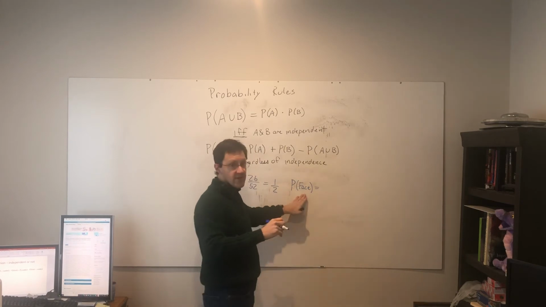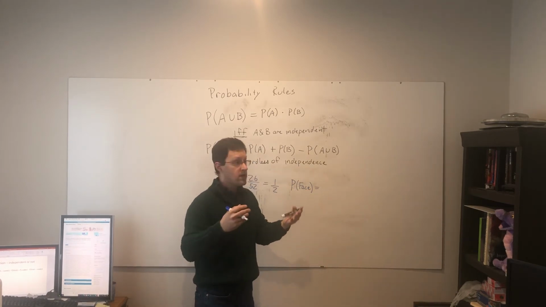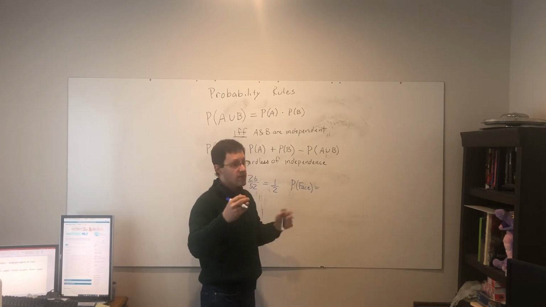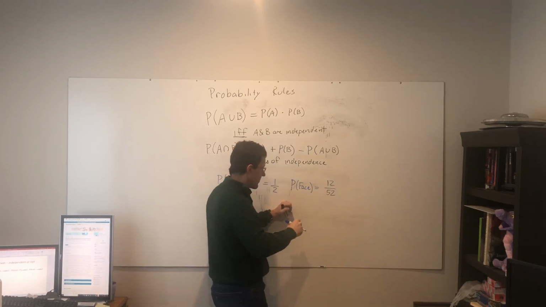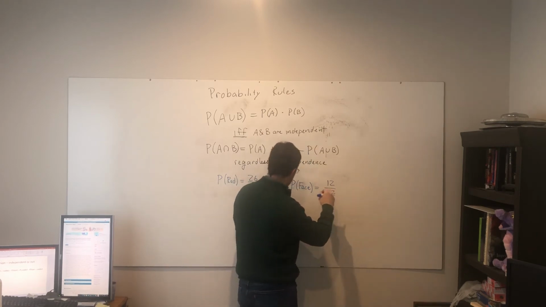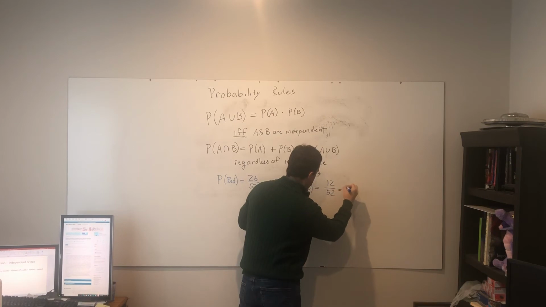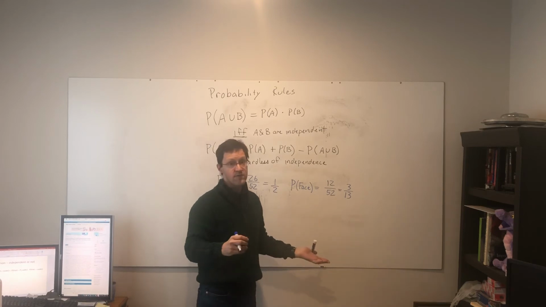The probability that it's a face card. So think about how many face cards there are. 3 per suit times 4 suits, the jack, queen, and king. That's 12 out of 52. Which, if I wanted, I could take that down to, divide the top and the bottom there by 4, and I get 3 out of 13.